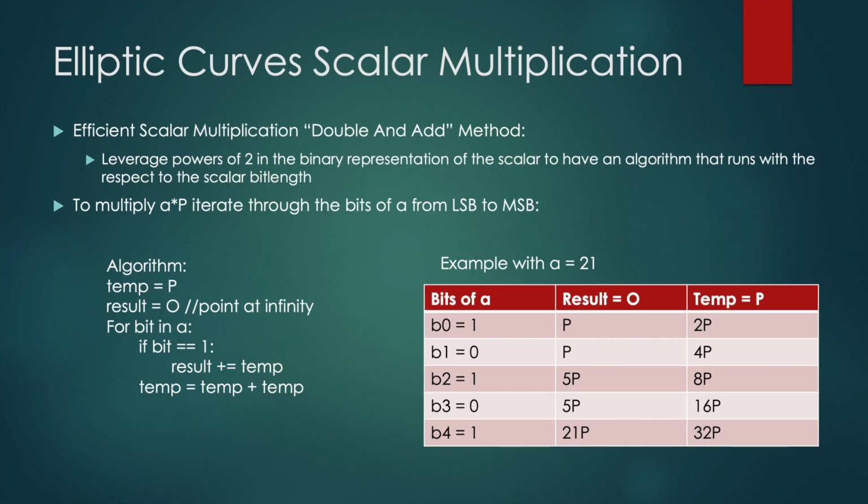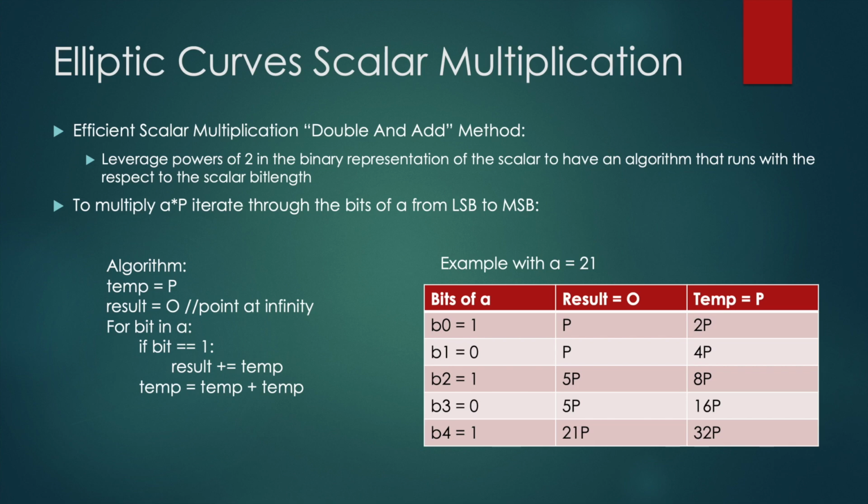In the middle, I'll show the result, which starts as the point at infinity, and the temporary, which starts as the generator point P. Bit 0 is a 1 in the number 21. So to the result, we add the temporary variable, which is P, to get P. And we double the temporary variable to get 2P. That is to say, if bit 1 now were to be a 1, we would want to add 2P to yield 3P. But bit 1 is a 0, so the result stays as P, and we double the temporary variable because the value of the next bit is 4.